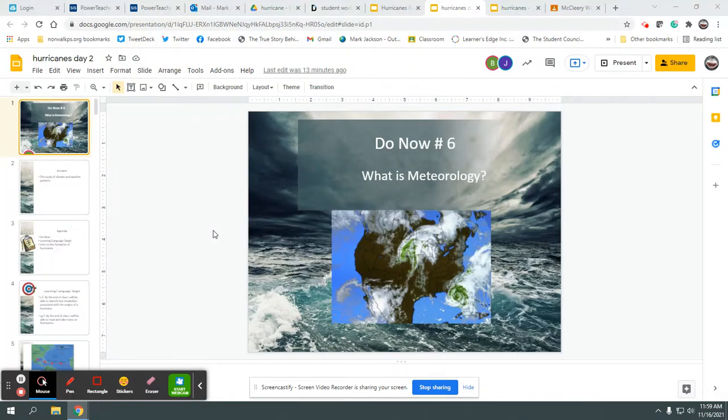I wanted to quickly go through the sub plans with you because you're going to continue taking a look at hurricanes. We're going to start with today's do now, so make sure you copy this down on your do now sheet. What is meteorology? I'm going to give you a moment to think about that and use the picture. The picture is your guide. So take a moment, pause this video, and jot down what you think meteorology is.